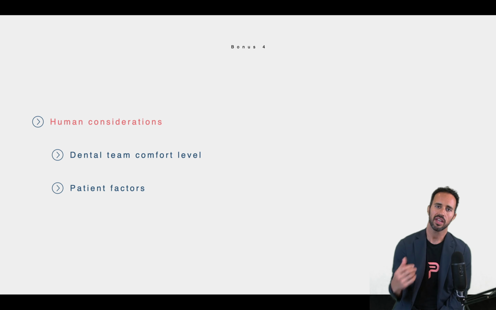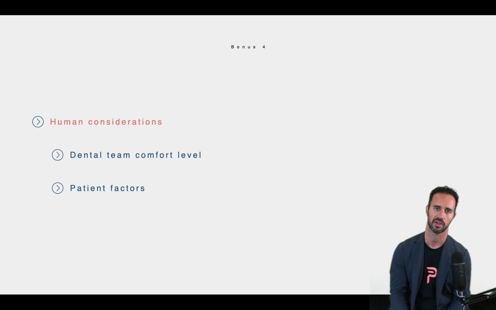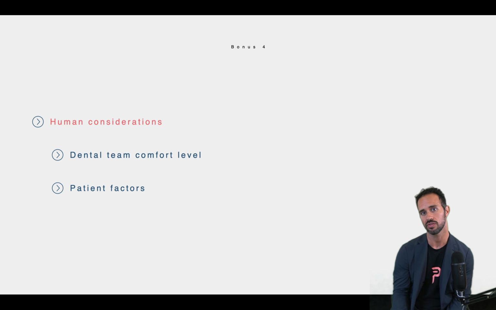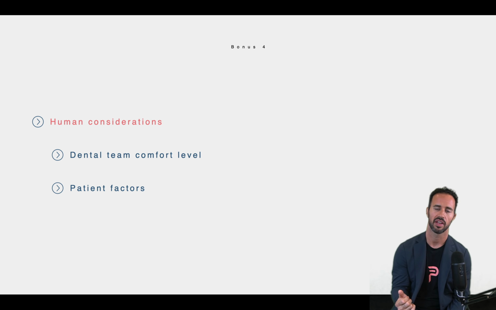And there are some things that you want to take into consideration when you're allocating chair time for endo procedures in your general practice. First are the human considerations. A big part of the human considerations is your dental team's comfort level, and that includes you. So you need to know how comfortable you feel in performing endodontic procedures in your practice, and you also need to know how comfortable your assistants are and your front desk staff, let's say.